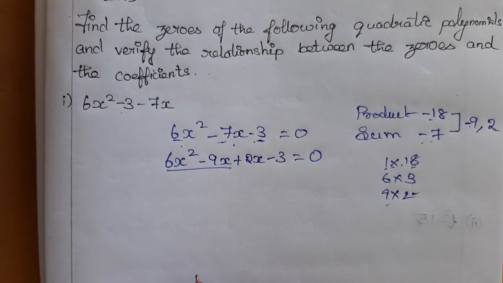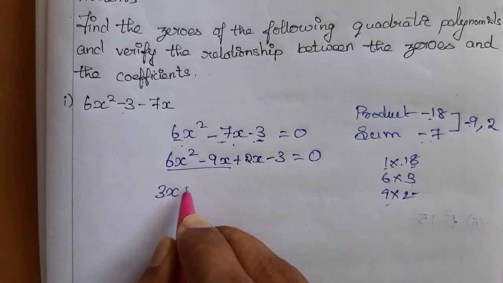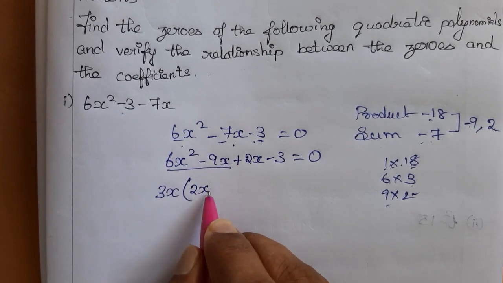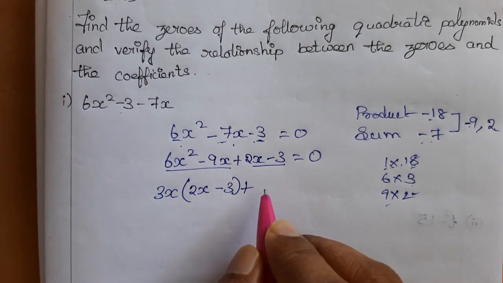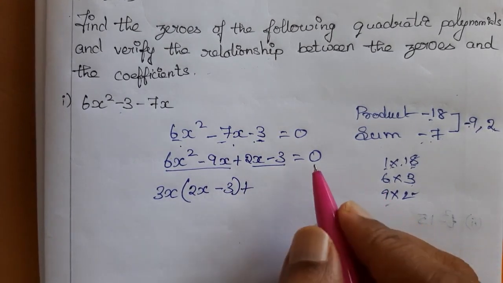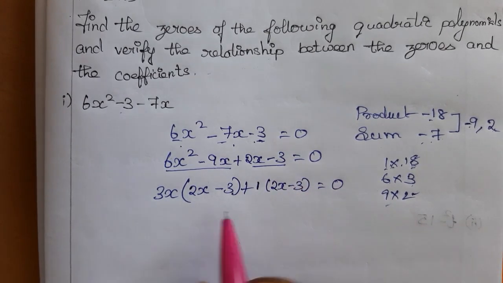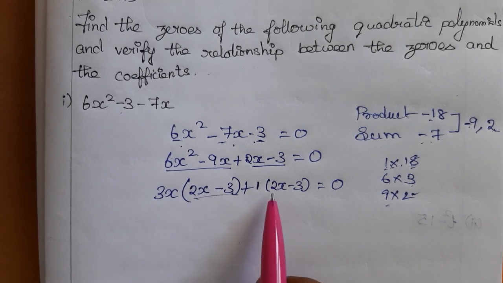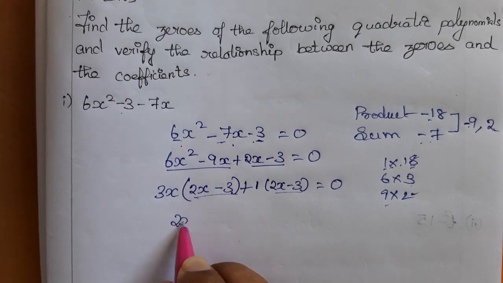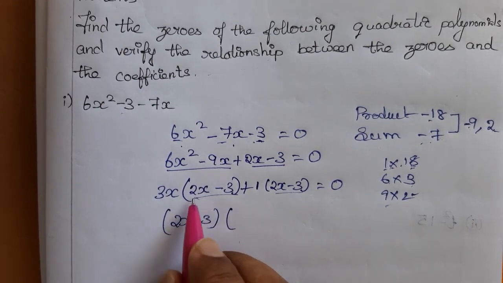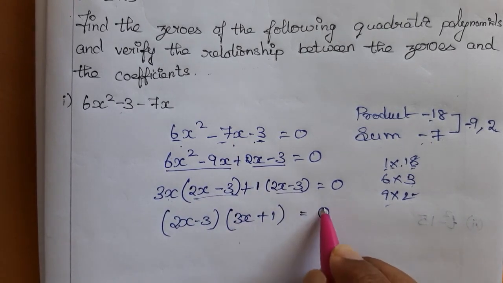The first two terms, the common factor is 3, right? 3 and x is there, 3x, so 2x minus 3 is there. Plus the next two terms, there is no common factor, right? Then what will we take? We will take 1 as the common term, 2x minus 3 equal to 0. So now the two terms you obtain, and 2x minus 3 is the common. So we can write it as 2x minus 3 into the remaining, the 3x from the first term and the 1 from the second term, right?